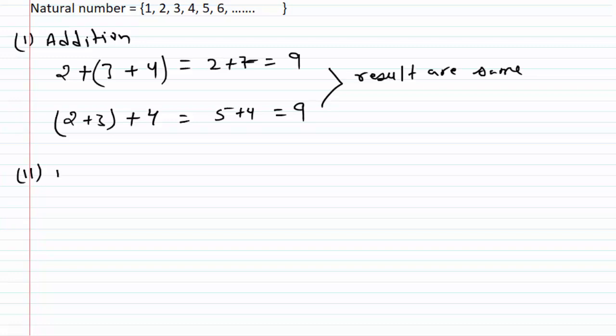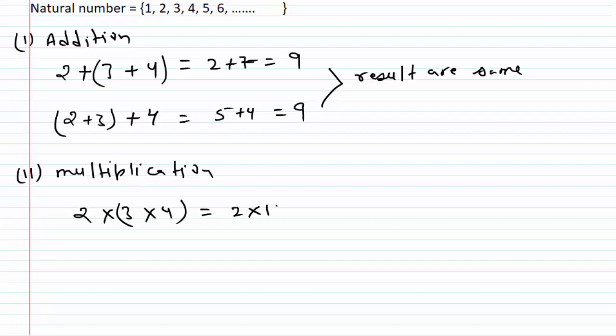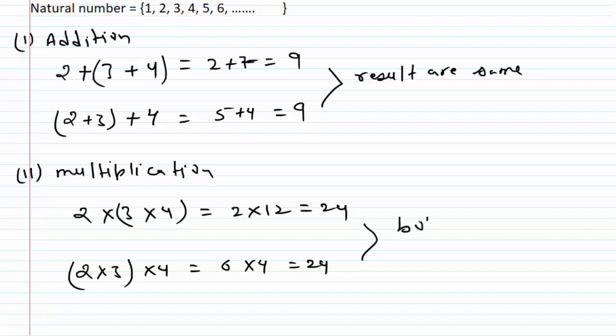Let's see the next operation, that is multiplication. Here you are multiplying 2 into 3 into 4, and in the first case you group B and C, that is 3 and 4, and you get the result as 2 into 12 equal to 24, and in the second case you group A and B, that is 2 and 3, and then you do the multiplication, you will get 6 into 4, that is equal to 24. Here also both results are the same.